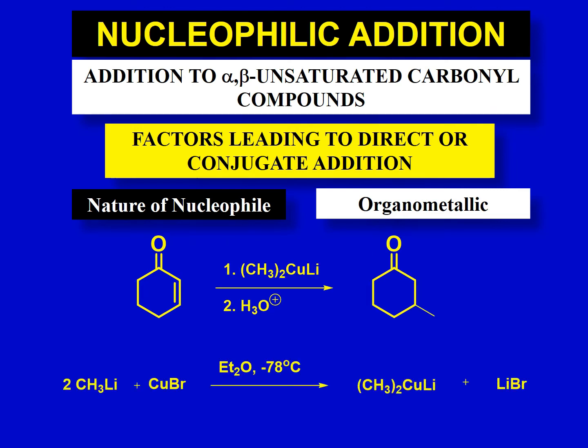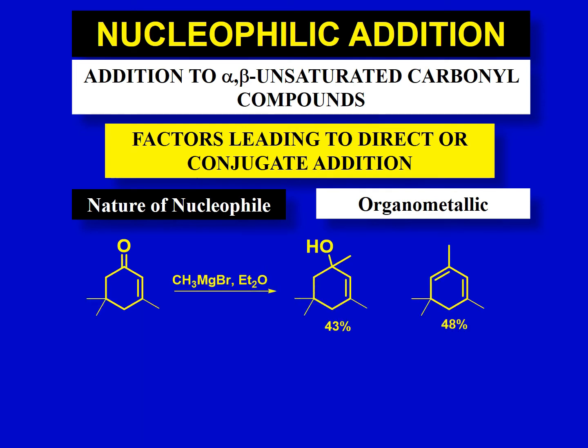Here we have the reaction in which you can prepare this dialkyl lithium cuprate. Of course, you can start with an alkyl lithium and react it with copper bromide in diethyl ether at minus 78 degrees centigrade. You will get this dialkyl lithium cuprate along with the release of lithium bromide.